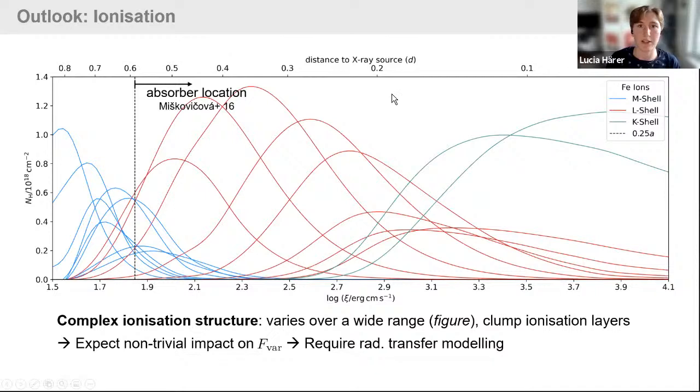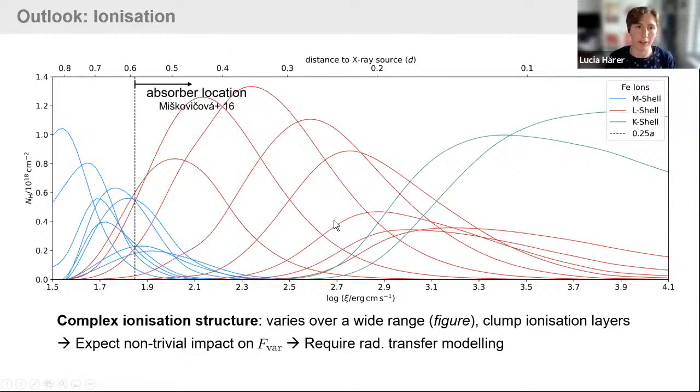This can be translated into a distance from the X-ray source. And then with knowledge of the location of the observer from Miskovicova et al., we can conclude that we expect the ionization to vary over this whole range. And in addition to that, I mentioned earlier that we know that the clumps have a layered ionization structure. And so we know ionization will definitely vary in the absorber.